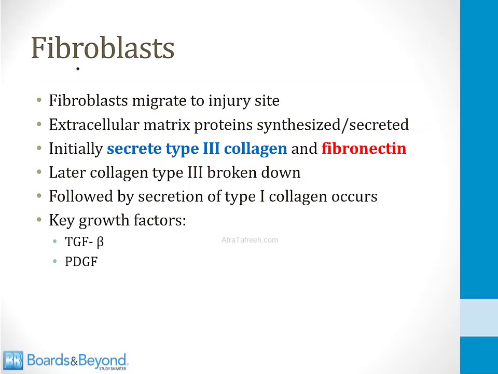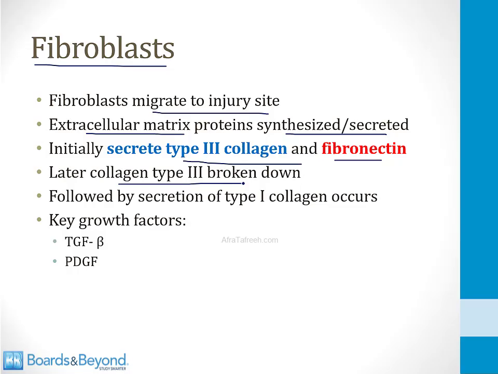So that's a nice segue into talking about fibroblasts. These cells are key to scar formation. They migrate to sites of injury and they synthesize and secrete extracellular matrix proteins. Initially, when they arrive at a site of injury and they begin to form scar tissue, they secrete type 3 collagen and fibronectin, two substances that are part of early scar formation. Later, however, collagen type 3 will be broken down and the fibroblasts will begin to secrete collagen type 1, which is much stronger. So it's very high yield to remember that initially fibroblasts secrete type 3 collagen, but later you will find only type 1 collagen in scars because the type 3 has been broken down.